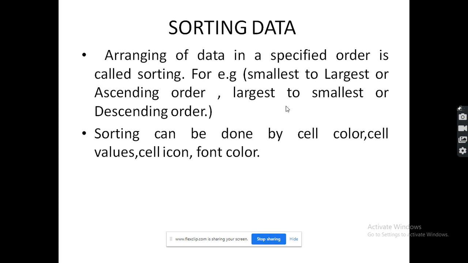Sorting data. Sorting means to arrange the data either from the largest to smallest or smallest to largest. That is, in ascending or descending order. It can also be done by cell color or cell values, cell icon, and the font colors that we use for writing the values in the cell. So let us see practically how it is done. So again you open your Microsoft Excel.